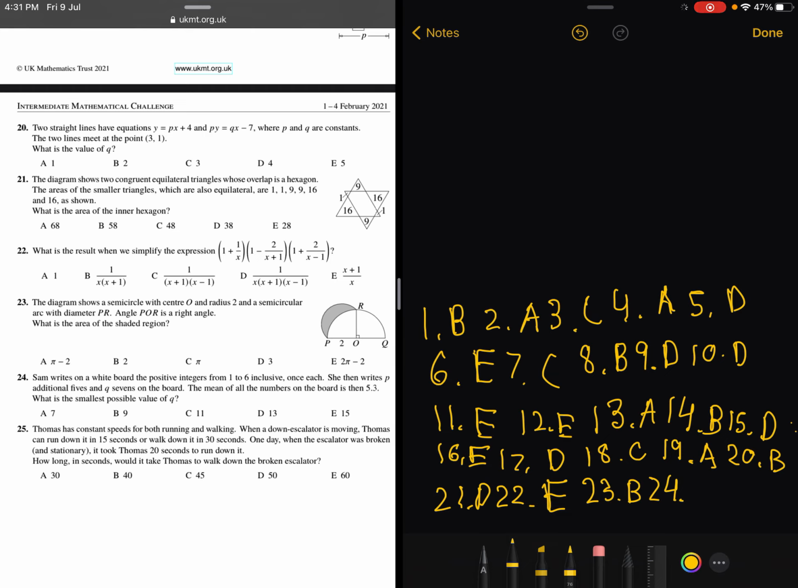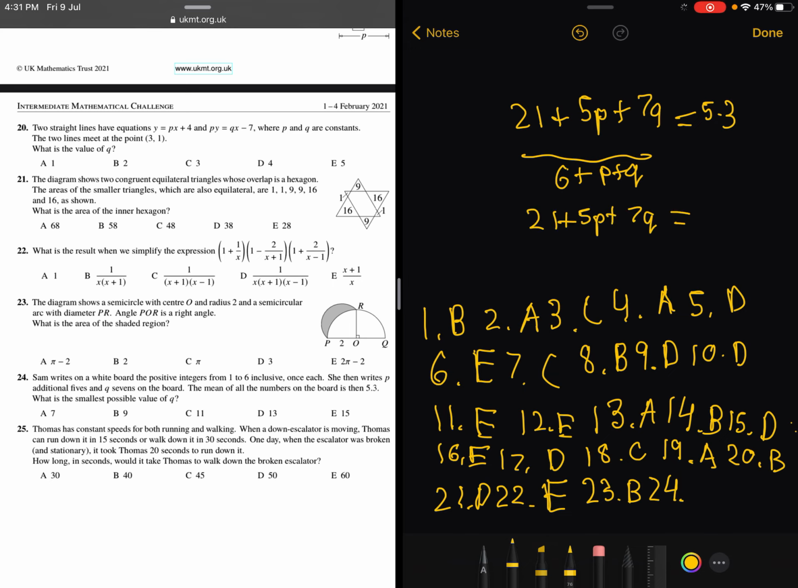Alright, so the sum of the numbers 1 to 6 is 21, which is 6 times 7 over 2. And he writes P additional 5s, so 21 plus 5P plus 7Q over 6 plus P plus Q is equal to 5.3. That's the way you calculate the mean. So you get 21 plus 5P plus 7Q is equal to 31.8 plus 5.3P plus 5.3Q.